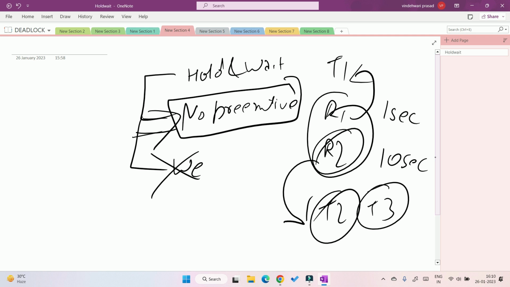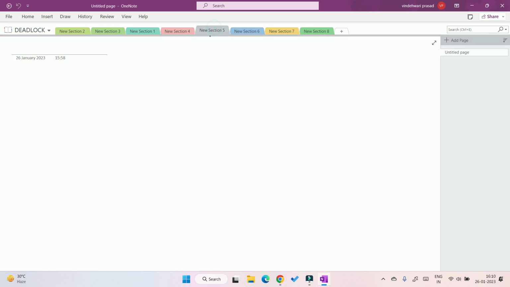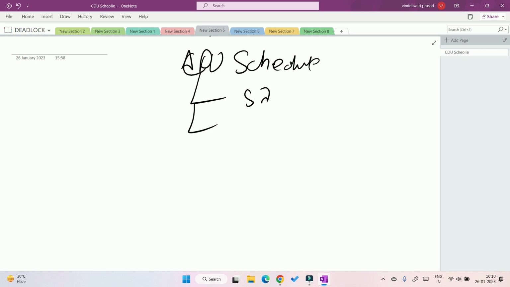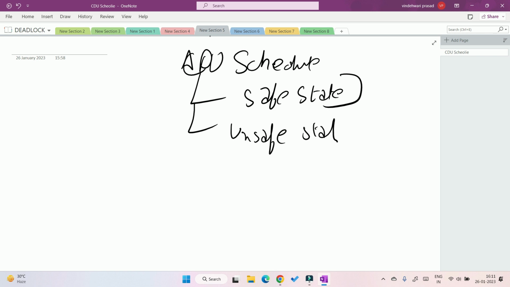But how does the CPU schedule the different algorithms so that it avoids the condition of deadlock? How does the CPU schedule the threads to avoid deadlock? There are two different ways. The first one is safe state. A safe state of scheduling is a scheduling state in which no deadlock will occur. An unsafe state is a state in which there is a probability of deadlock occurring. So to avoid this, the CPU schedules the threads in such a way that no deadlock condition occurs. How will it happen?